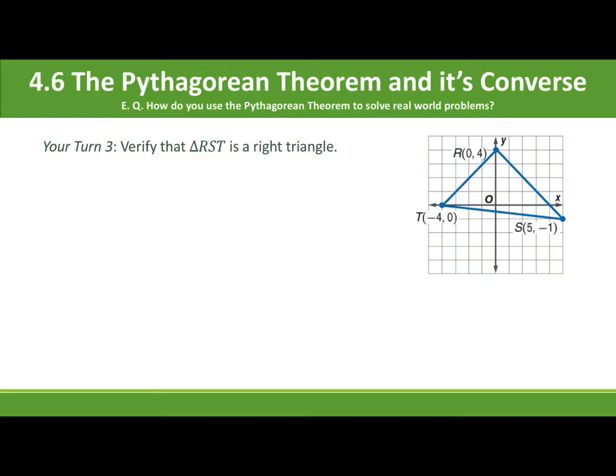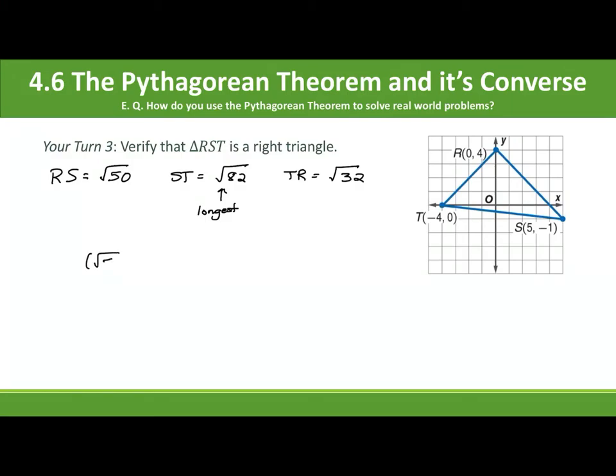All right, so now that you're back, I'm going to go through this. RS should be approximately the square root of 50. S to T should be the square root of 82. And T to R should be the square root of 32. So that makes S to T my longest side. So that means that's going to be C.